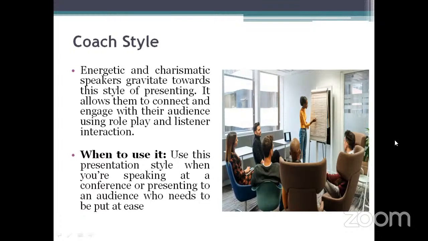An example is the motivational speakers who try to connect with you through the emotions and the ideas which they present. Using this style, you can speak at a conference or present to an audience who needs to be put at ease. For example, if you're presenting to executives or to a company where the details have to be large, but at the same time it should be interesting too. So this could be an interesting style of presentation, what we call a coach style.